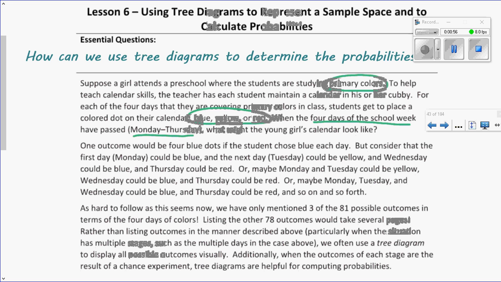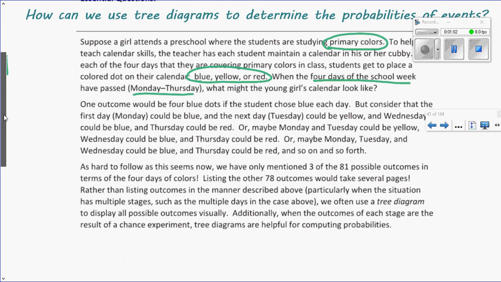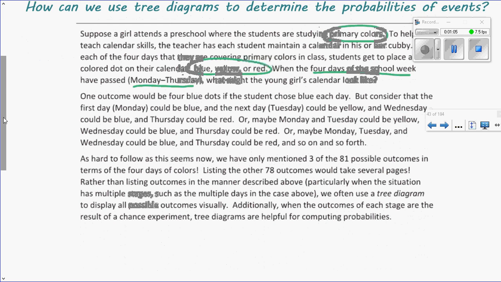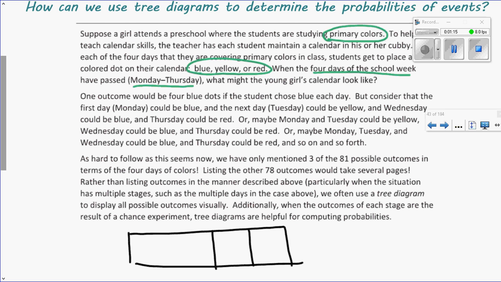it sounds like they're only in school Monday, Tuesday, Wednesday, Thursday. What might the girl's calendar look like? So what it's saying is, after the 4 days, what could the calendar look like? There's 4 days, and in each day they get to place a colored dot. It might be a red dot, a blue dot, or a yellow dot, and it might repeat one of them. So it's just saying what might the young girl's calendar look like.